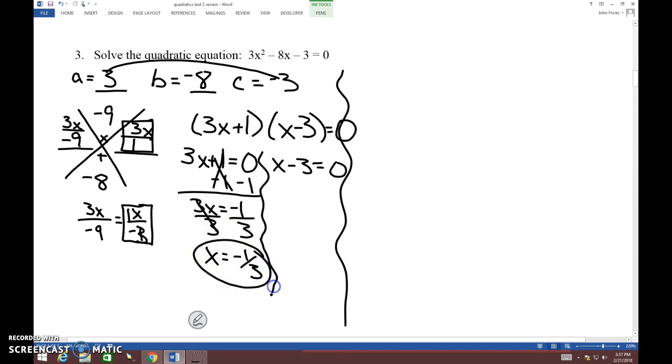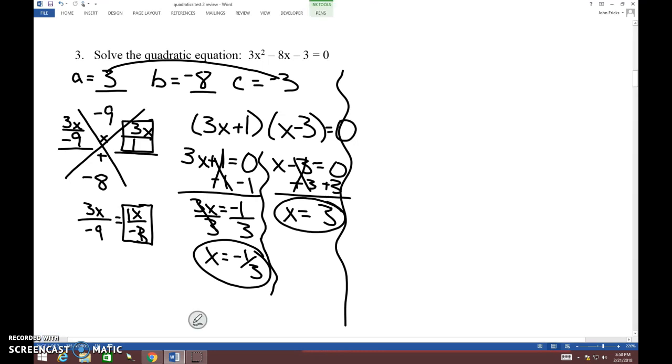On the other side, we're going to simply add 3 to both sides. Much easier problem on this side. And x is going to be equal to positive 3. Now this is one way of going about it. So now let's look at the other way.